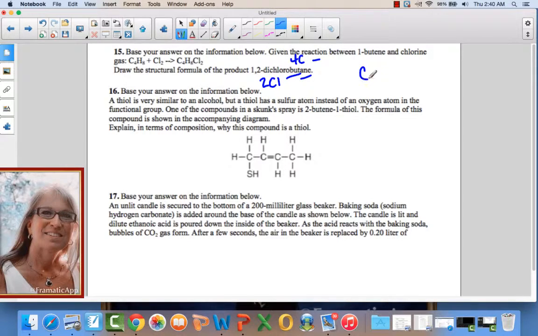So let's draw 4 C's. Off the first one, I've got a Cl. Off the second one, I've got a Cl. I could have put in this Cl anywhere on this end carbon. And the rest of these are H's, because each C has to form 4 bonds.